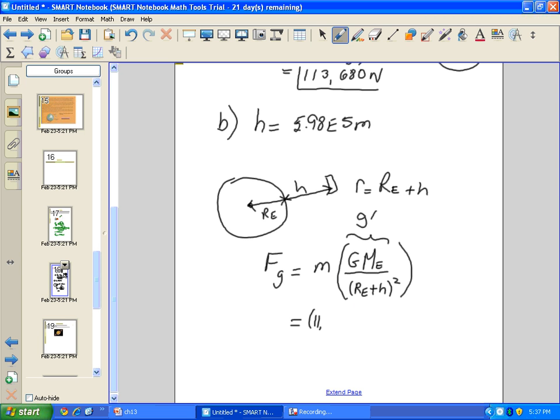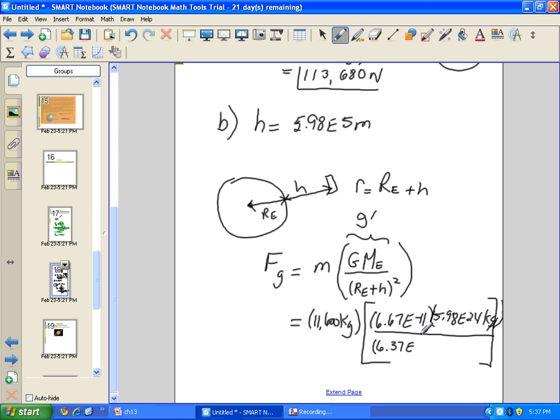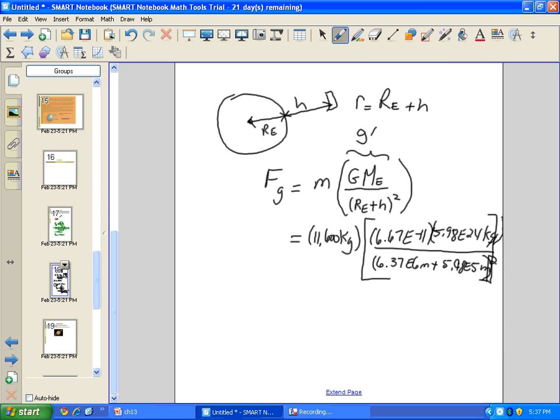So let's see, 11,600 kilograms is the mass of Hubble times 6.67 e to the minus 11 times 5.98 e to the 24 kilograms, okay, divided by, let's go ahead and close up our bracket, 6.37 e to the 6 meters plus 5.98 e to the 5 meters, the whole thing squared. See, we have to square the whole thing now.